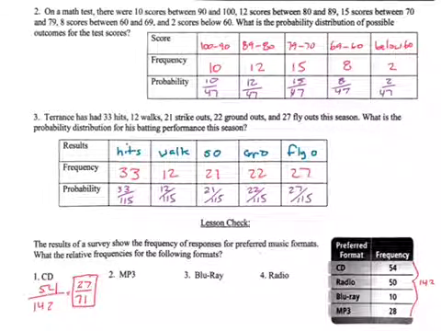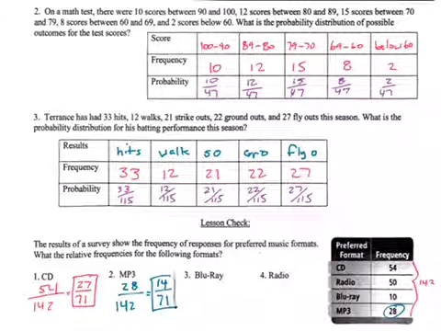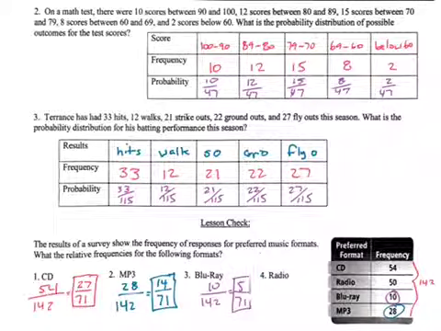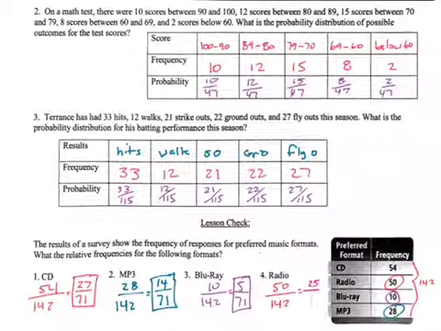Then we go to MP3. MP3, we're looking at 28 over 142, which also reduces to 14 over 71. Blu-ray, we've got 10 over 142, reduces to 5 over 71. And then radio is 50 over 142, which in this case is 25 over 71.